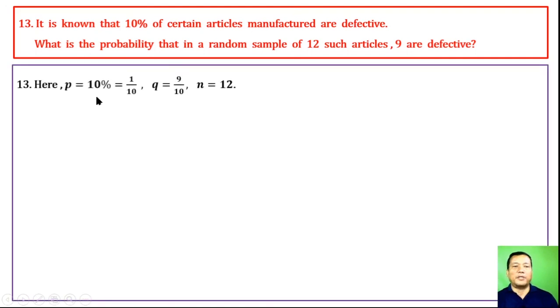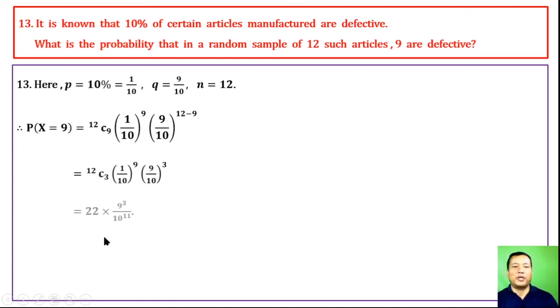Here p is 10%, which is 1 by 10. Automatically q is 9 by 10 and n is 12. We have probability of x equal to 9, 9 successes, 12 C 9, p value 1 by 10 whose power is 9, into q whose value is 9 by 10 whose power is 12 minus 9. Simplify, we get this number, which is the required probability.